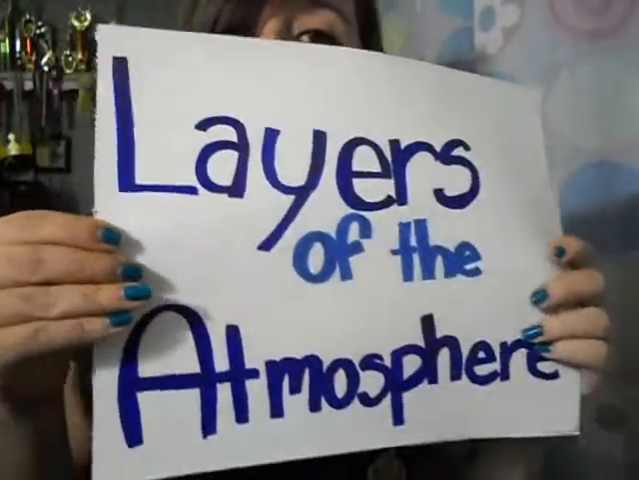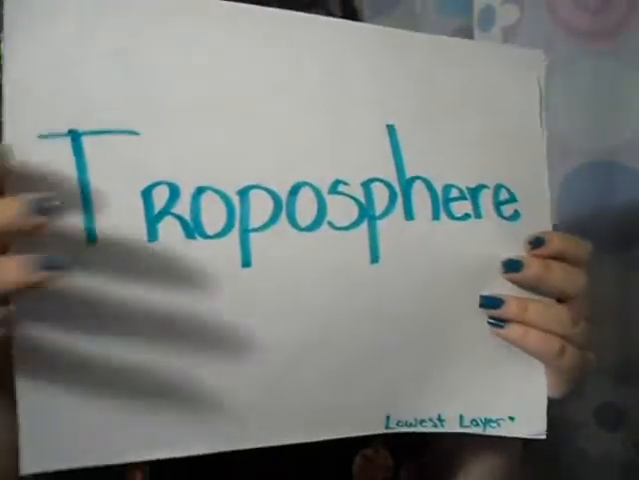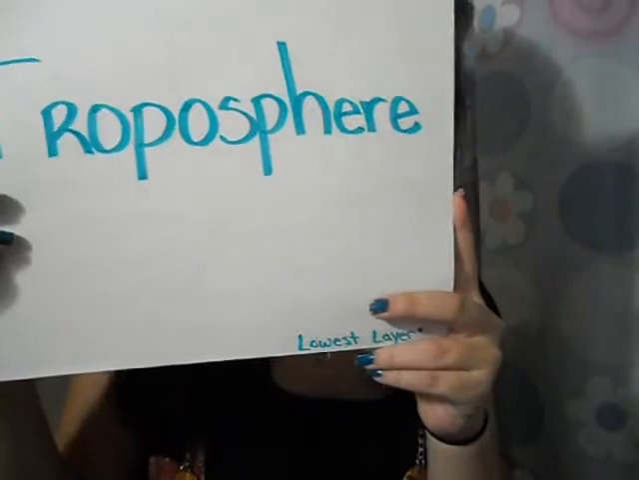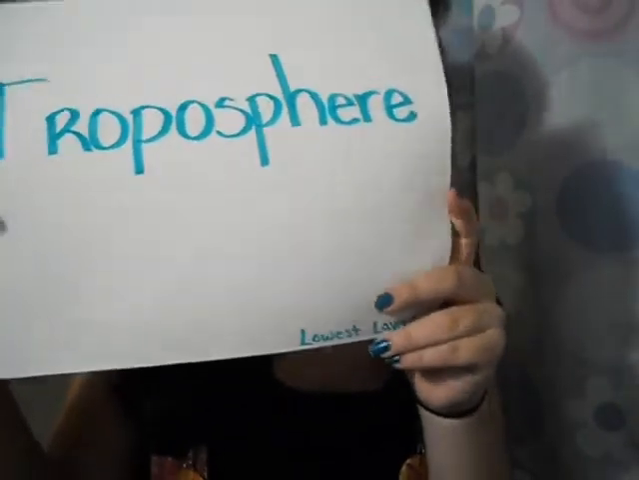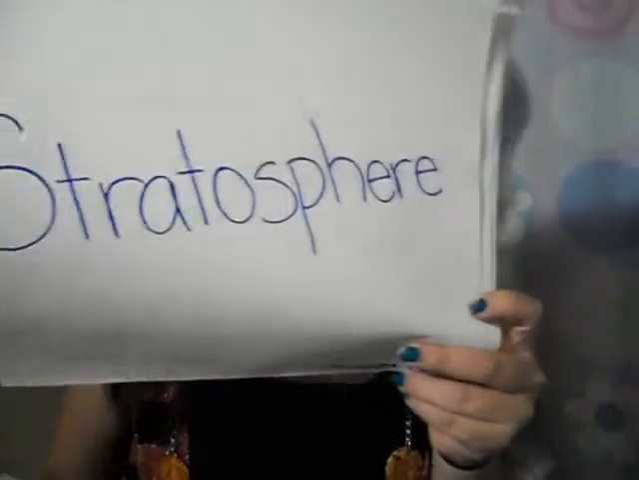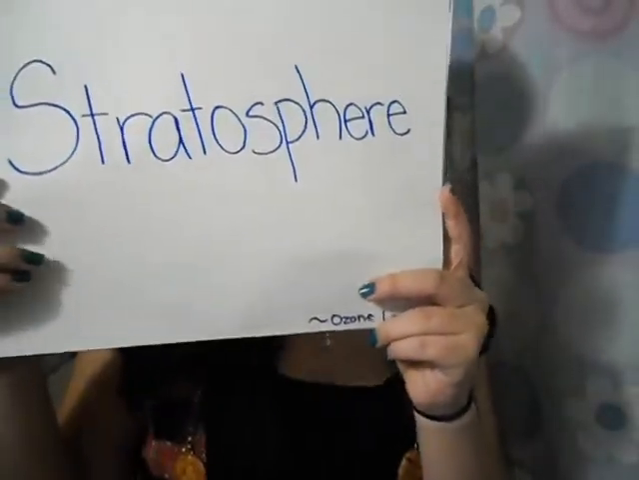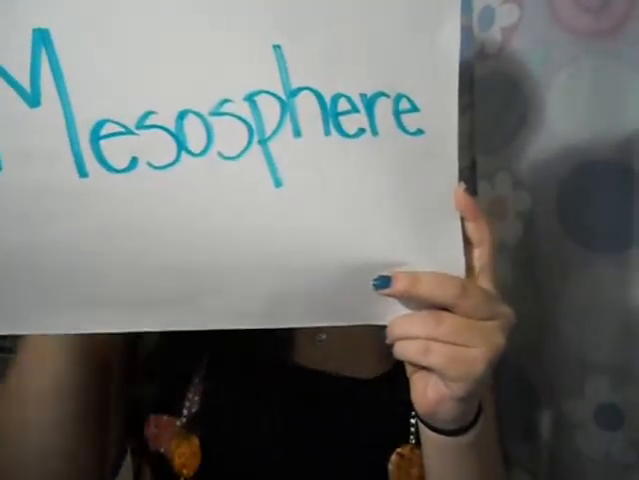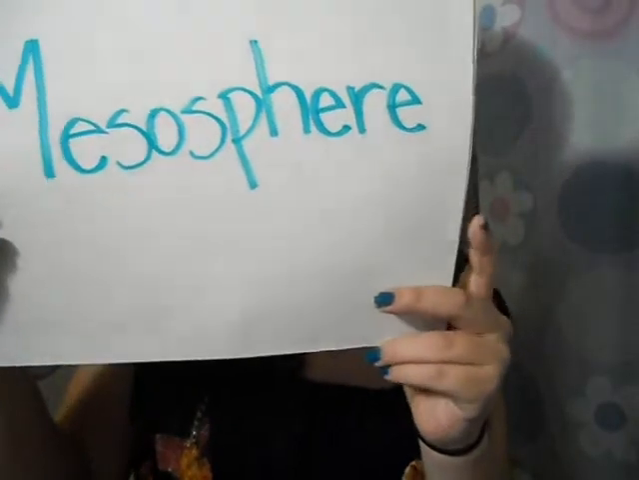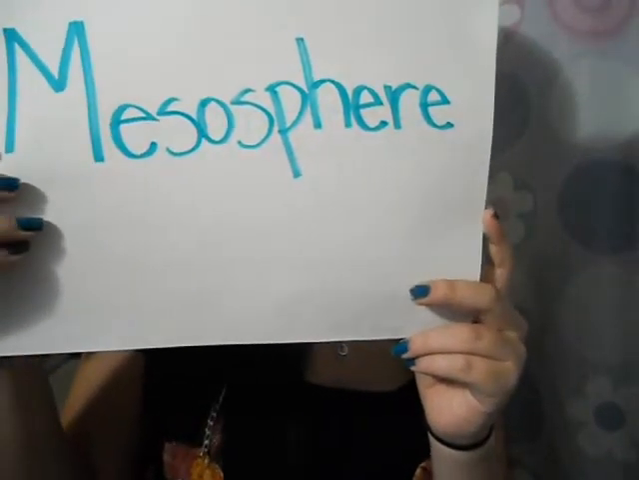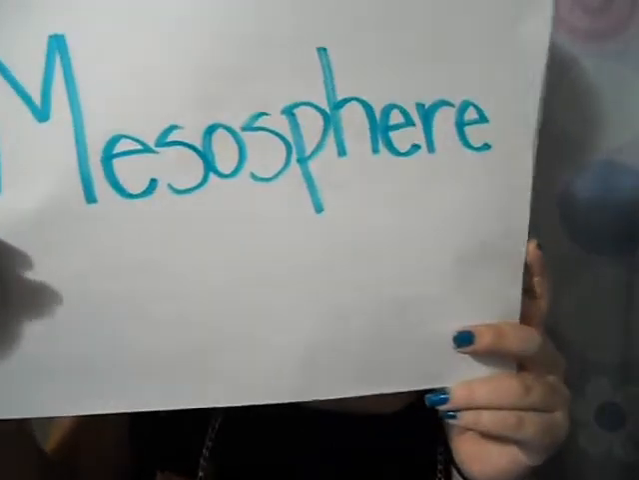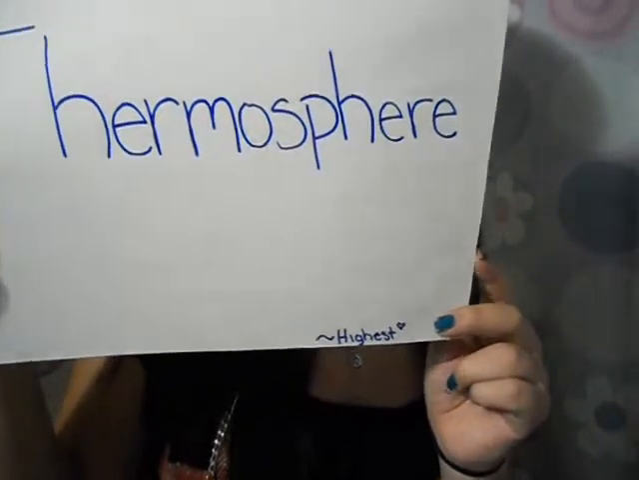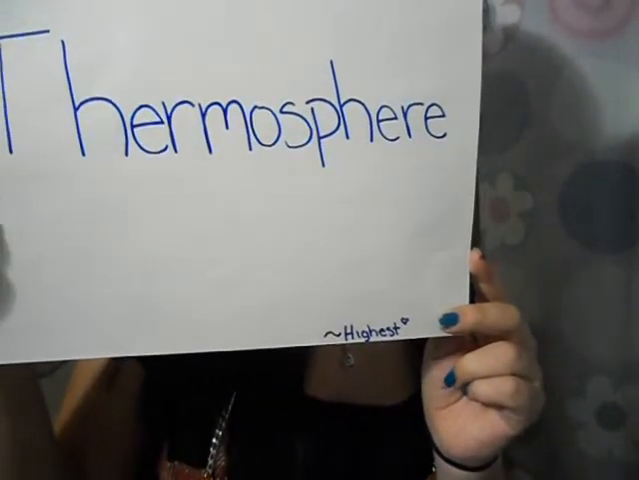These are the layers of the atmosphere. First off is the troposphere. The troposphere, which is the lowest layer, has a decrease in temperature with height. Then we have the stratosphere, the second layer that contains the ozone layer. After the stratosphere is the mesosphere, which is hard to study since weather balloons and jet planes can't fly high enough to reach it. Lastly, after the mesosphere, we have the thermosphere, which is the highest layer. It has a decrease in temperature with height.